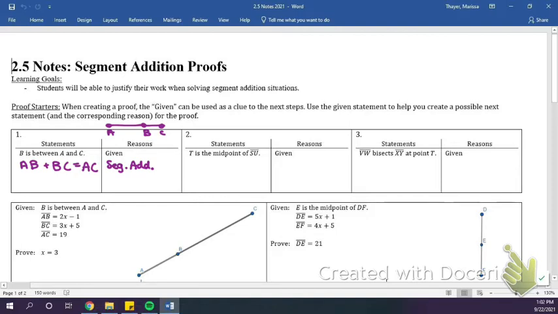Trying the next one, they give you a midpoint, which means that T is definitely in the middle of SU. If they give you a midpoint, you know that those little segments are congruent to each other. So you can say ST is congruent to TU. That would be definition of midpoint.